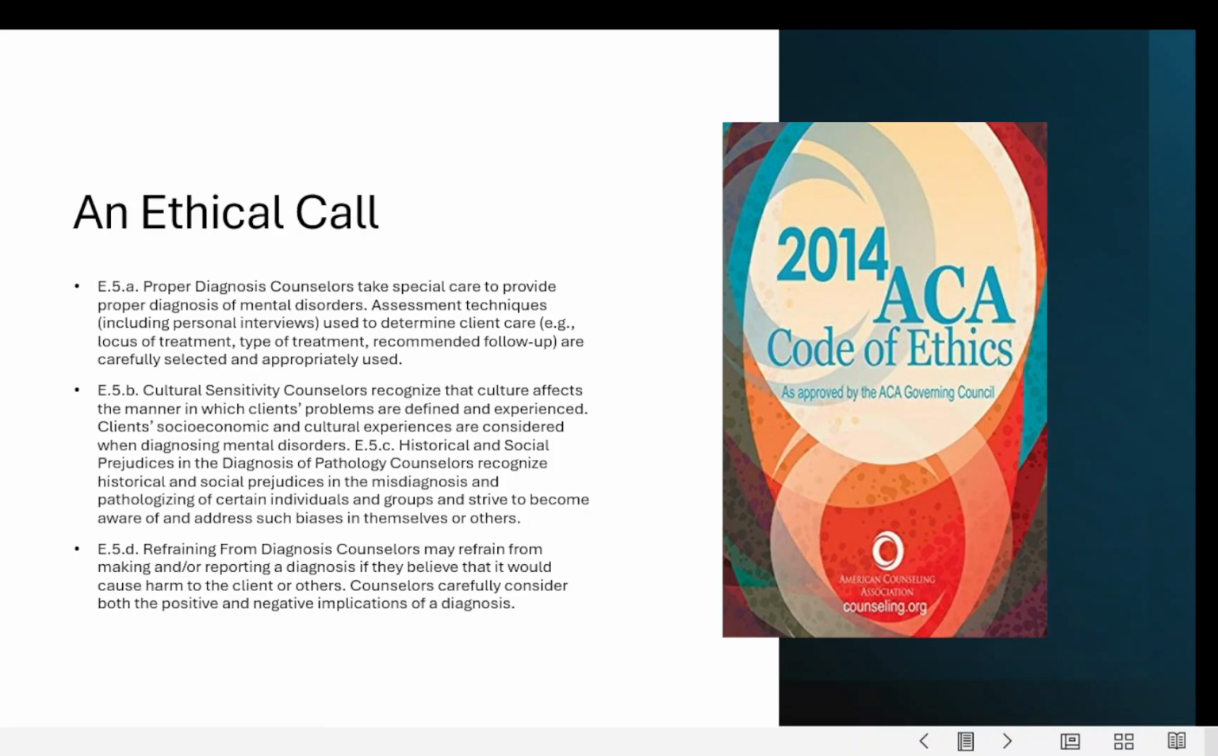Counselors are encouraged to take the necessary time to understand the DSM and the various different techniques, and as such, personal or intake interviews to determine the most appropriate course of care for that individual client. This aligns with the why we diagnose, which we previously discussed. The code also highlights the necessity of cultural sensitivity. We must recognize that culture shapes how clients define and experience their problems.